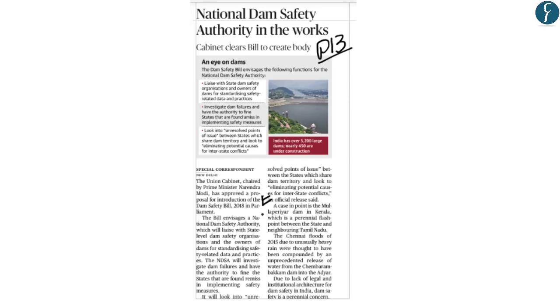With regards to this article, what we'll do is first understand what is the purpose of the Dam Safety Bill of 2018, what are its basic features, and also understand what the features are of the National Dam Safety Authority that is being established under this bill. So let us first understand what is the purpose of the Dam Safety Bill of 2018.